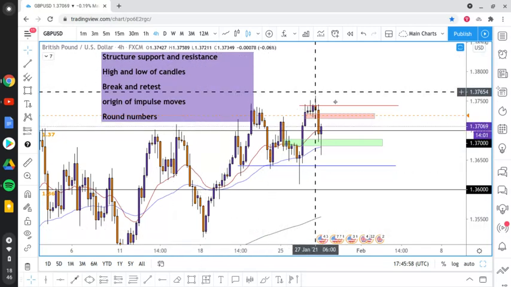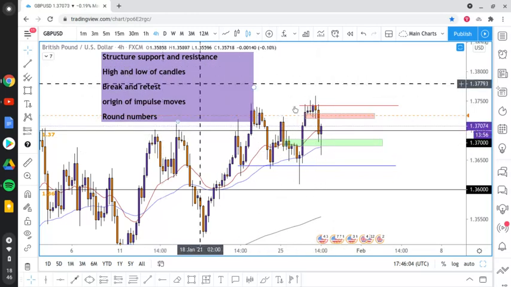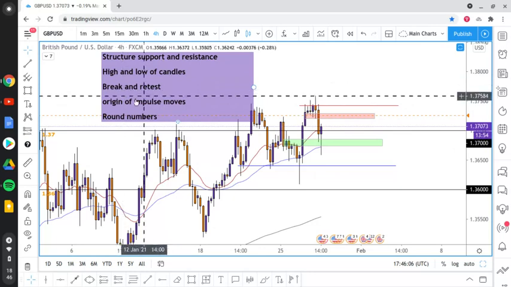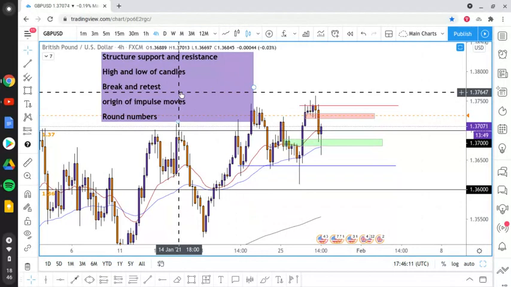And yeah, there's usually a reaction the next time that price comes back into origin of a push. So there's break and retest, structure, round number, high and low of candles, origin of impulse moves. To me, those are the main key areas for key levels that you want to be marking out. And if you can mark them out well consistently, especially in your higher time frames, then you're going to see a reaction. It's then just about the timing aspect, which you can work on yourself, or you can get help from someone else to get that side of things more intact.